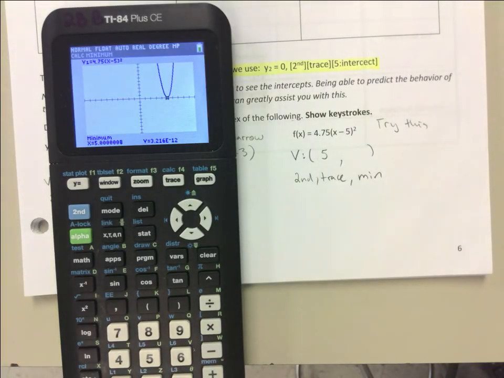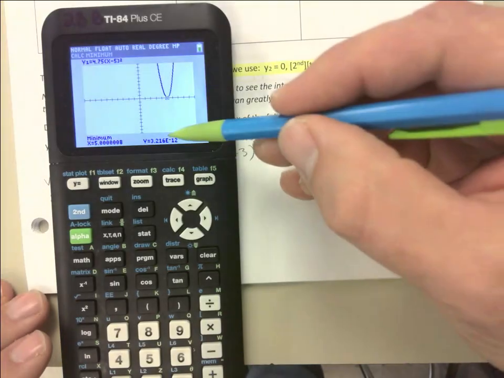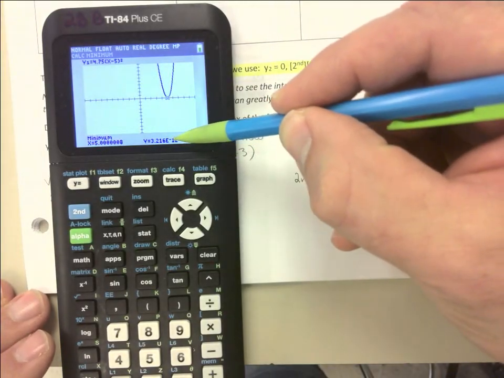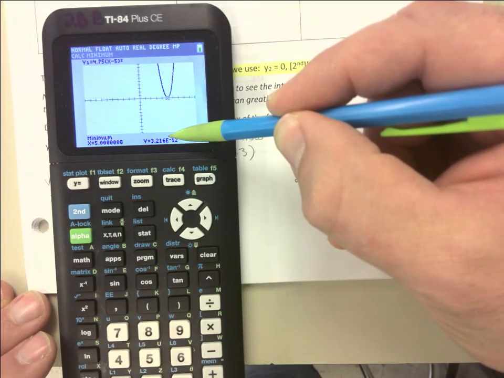It's 3.21, right? But what is following that? You see? Is that happening to yours as well? The E negative 12? Some of you might not. The calculators are weird that way. Sometimes it happens, sometimes it doesn't. But what does e to the negative 12 mean? It's a really, really small number.